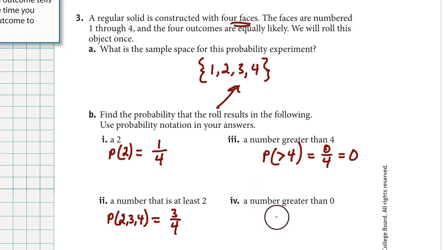Next one, a number greater than 0. So we might write that like this. What's the chance of getting greater than 0? I'll pause the video for you to try it. This time the answer is 4 out of 4, or simply 1. There's a 100% chance that that happens.